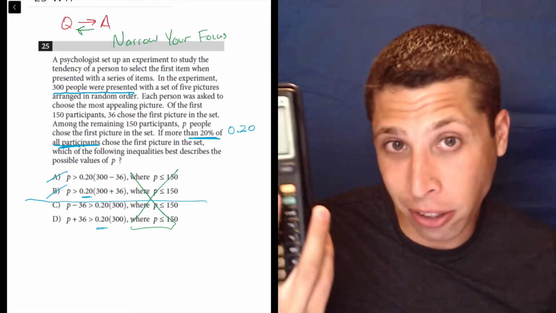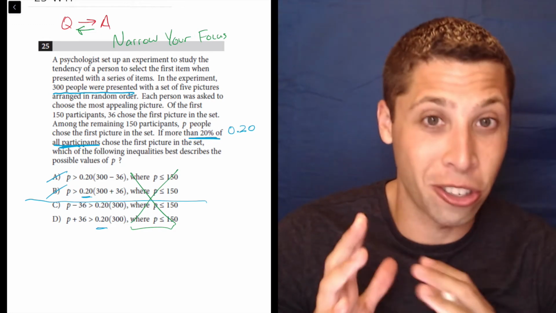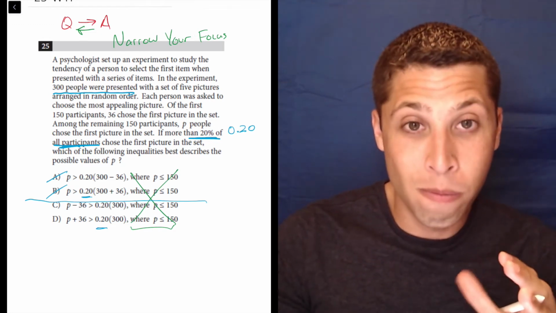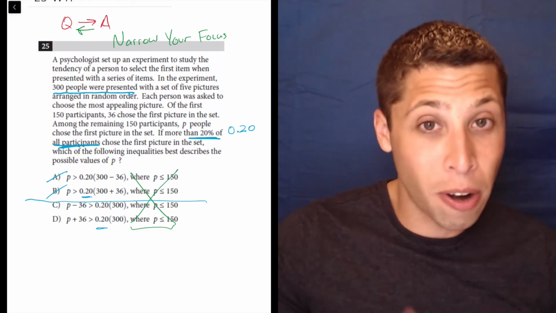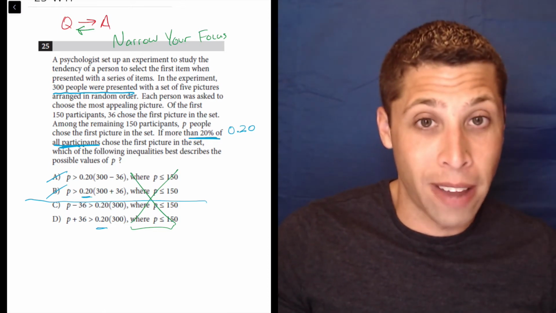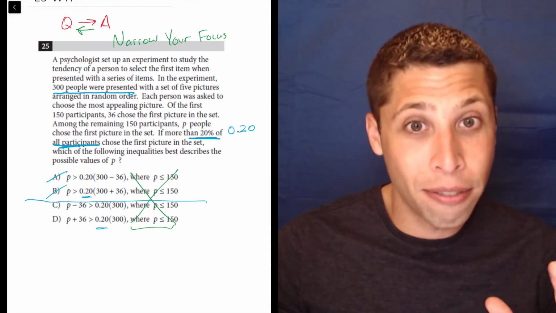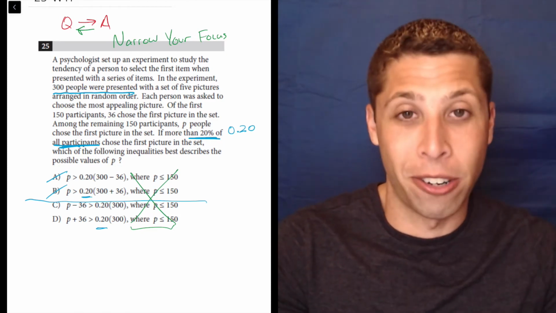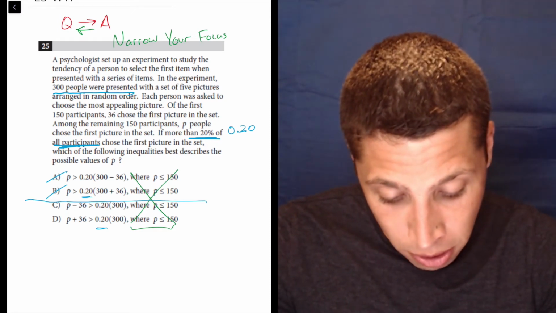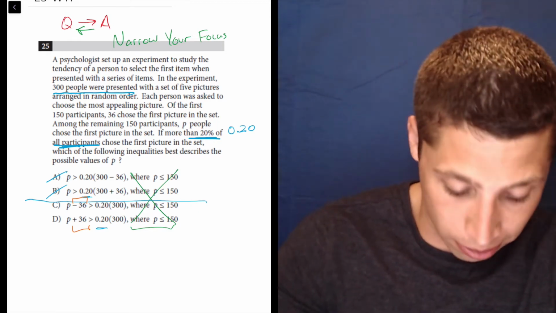I could do it with the calculator, but I don't actually care because that's not the task here. The task is to just sort through these 4 possible equations and see which one works. So all I know from the instructions in the question is I need to take 20% of 300. And mathematically, that's going to look like this, multiplication. I don't want any extra stuff. 20%, 300. That's all I was told. Now I have another choice, right? Now I have to choose, is it plus 36 or minus 36? Well, what is the 36? Let's go into the question and see.